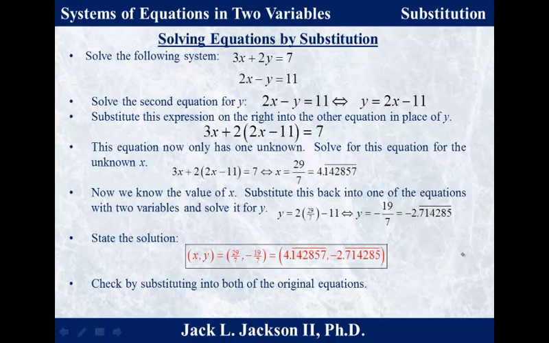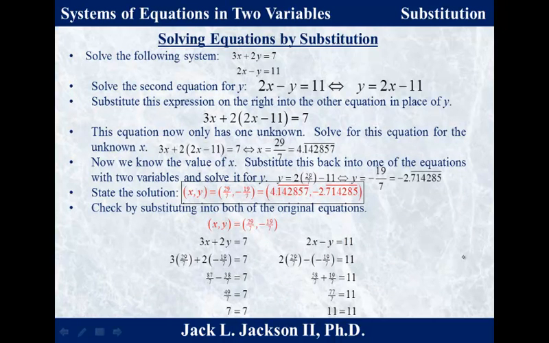Now we can substitute back into both of the original equations to check, to make sure. So we take 3x plus 2y equals 7, put 29 sevenths in place of x and negative 19 sevenths in place of y, and we distribute, we multiply it out, and then since we already have a common denominator, we can add those together and reduce, and we get 7 equals 7. This is a true statement, so that one checks.